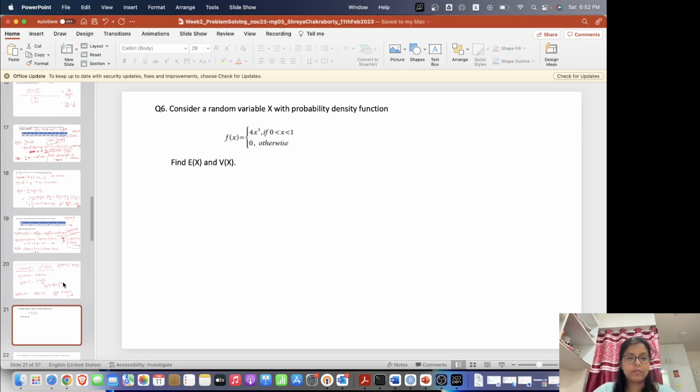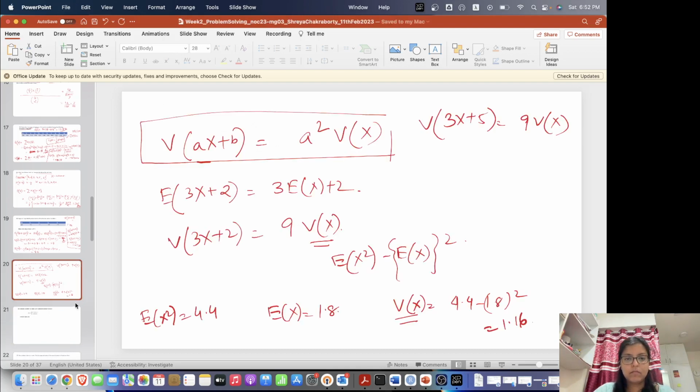Now, what is the formula for variance of ax plus b? Variance of ax plus b is a square into variance of x. That's what I'm saying. If there is a scale change, something multiplied with x, that thing will get squared, but plus or minus will remain unaffected. So variance of 3x plus 5 is also 9 variance of x. Variance of 3x plus 7 is also 9 variance of x.